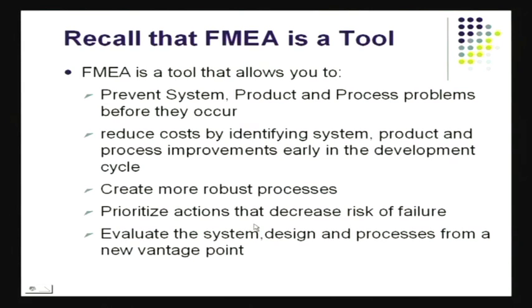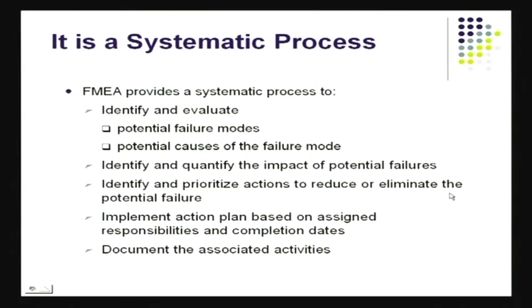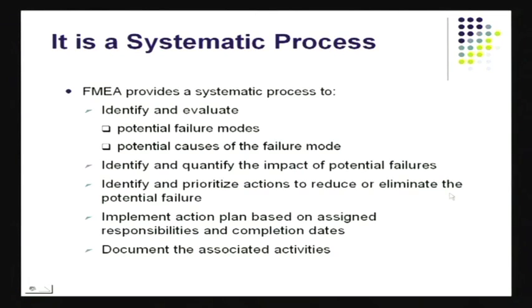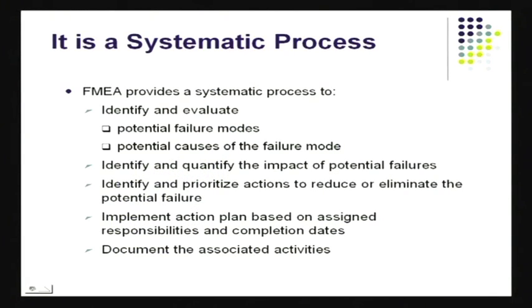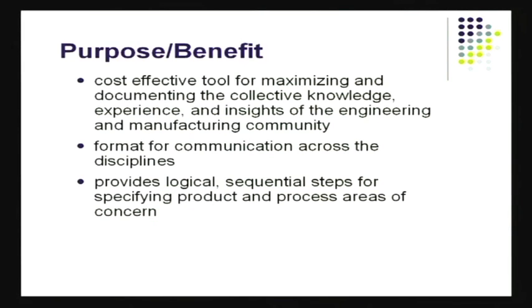It prioritizes actions to try to decrease risk or failure. It also helps us evaluate systems and designs from a new vantage point, the point of view of prevention. FMEA is, of course, a systematic process, and we've gone through the steps earlier. You identify, you evaluate, then you quantify, then you prioritize, then you plan some actions, and you document the activities so these can be followed up later on.